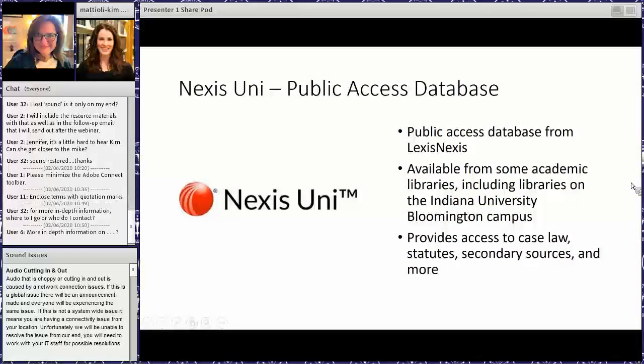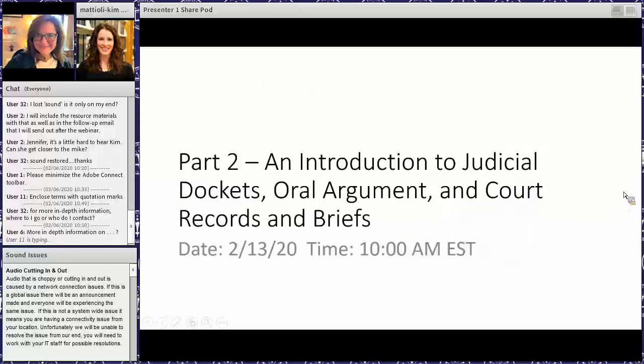Okay, so that is what I wanted to mention in terms of court structure, precedent, and how to find cases online for free or through an academic library through Nexis Uni.